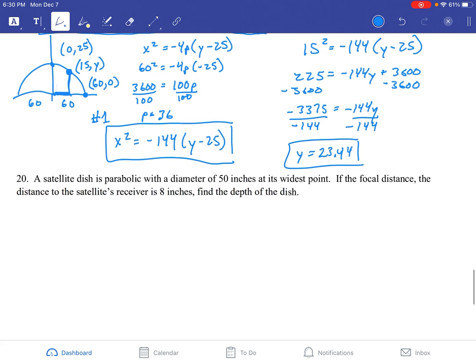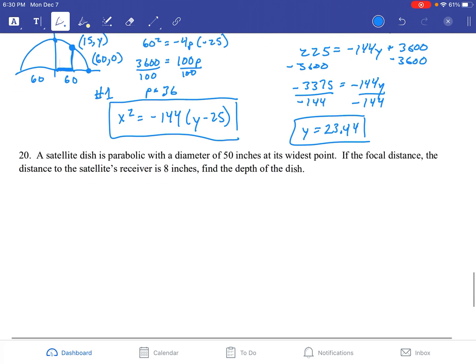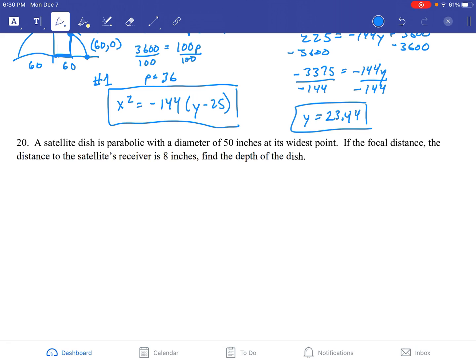All right, last one, number 20, sorry, number 18. So we have, again, our picture. Okay, parabolic dish, diameter of 50 inches. So that means it's 25 and 25. That means this point is 25, 0. Focal distance of the satellite's receiver is 8 inches. So that means the p-value is equal to 8.